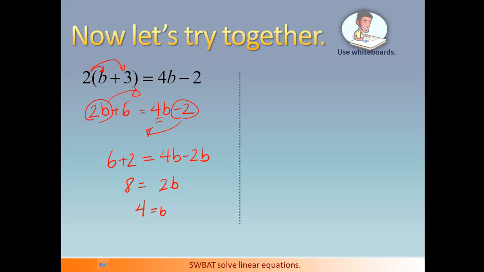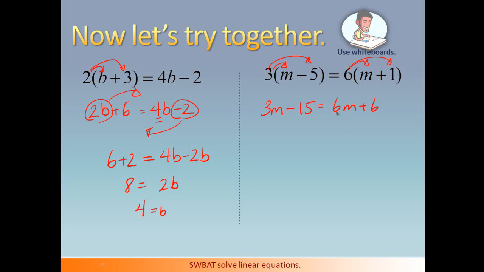Okay, try the next one. Okay, so this one you can clearly see that there's a distributive property that we have to apply to both sides. So we're going to first apply the distributive property to the left, and then we'll do it again to the right. So that becomes 3m minus 15, 6m plus 6.